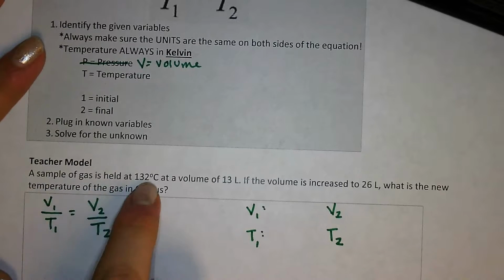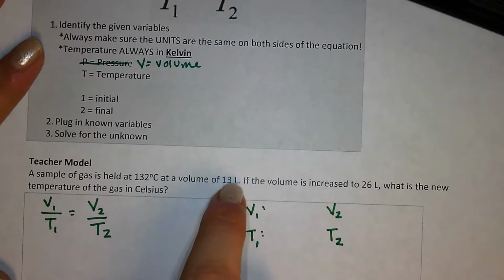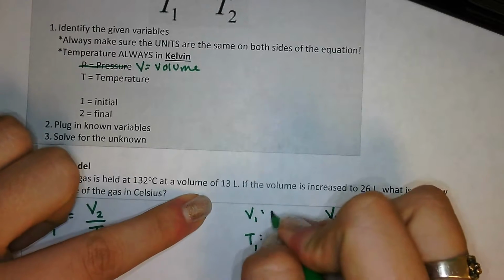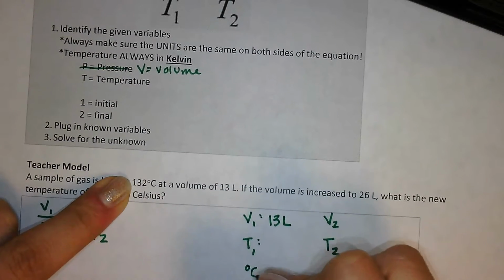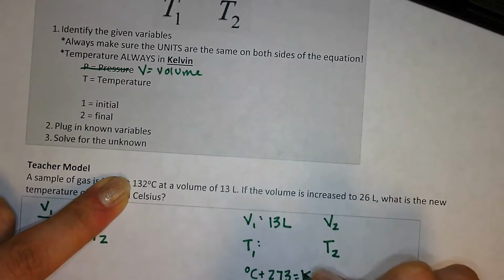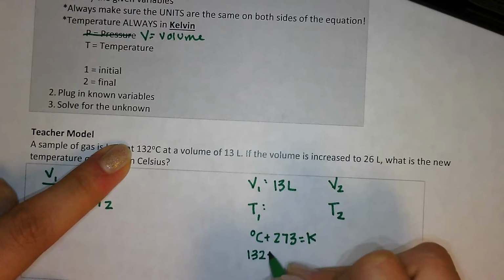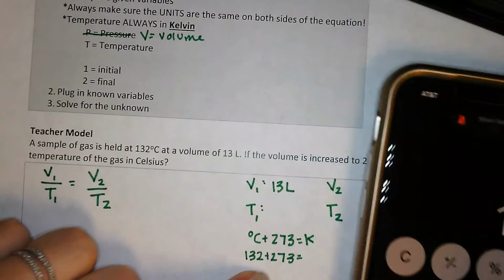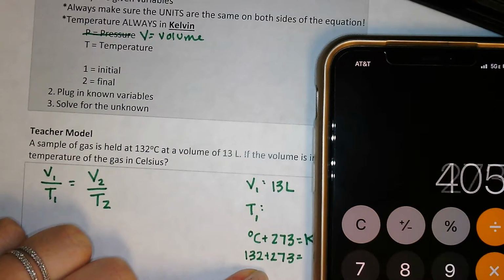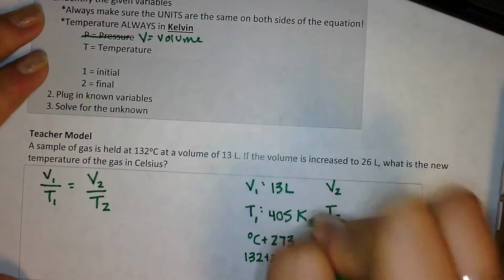A sample of gas is held at 132 degrees Celsius at a volume of 13 liters. This sounds like my initial values of volume and temperature. So volume is 13 liters. Temperature is 132 degrees Celsius. However, you have to remember that for temperature, we always have to work with Kelvin. So you have to do the degrees Celsius to Kelvin conversion. All you're doing is just adding 273 to whatever Celsius value you have, and you will have the Kelvin equivalent. So 132 plus 273 is 405. 405 Kelvin.